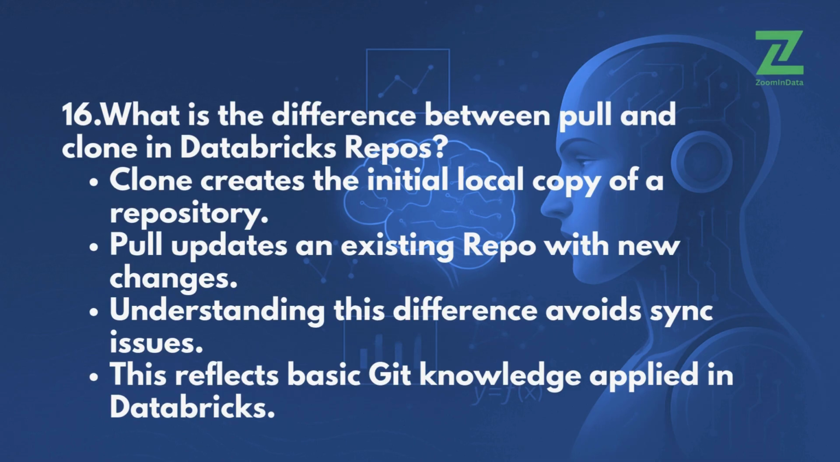What is the difference between pull and clone in Databricks repos? Clone creates the initial local copy of a repository. Pull updates an existing repo with new changes. Understanding this difference avoids sync issues. This reflects basic Git knowledge applied in Databricks.